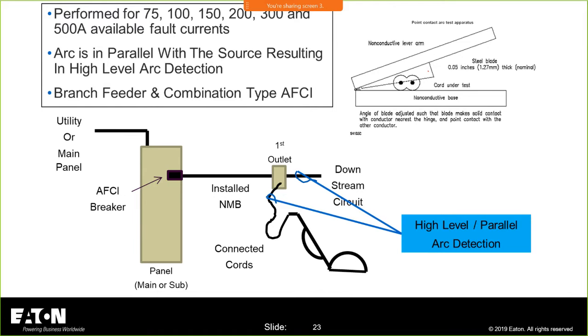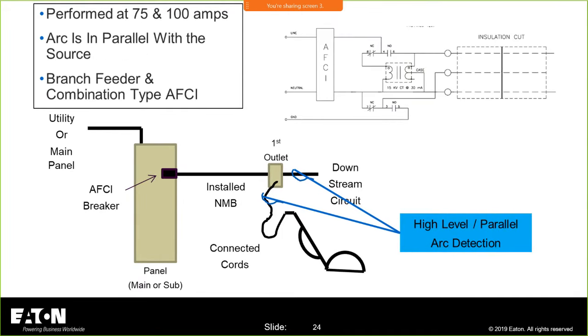So we do this test on NM wire and on SPT2. One of them has an equipment grounding conductor, the other does not. And that's at 75 amps. So then we do another test, which is a carbonized test, where this is NM wire.